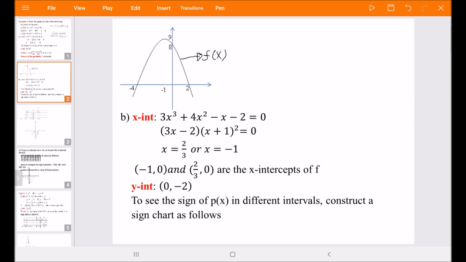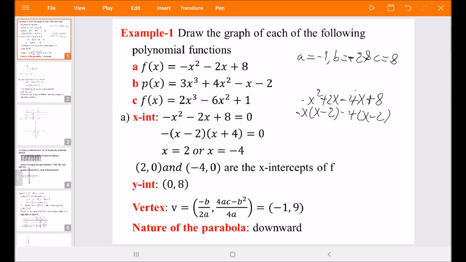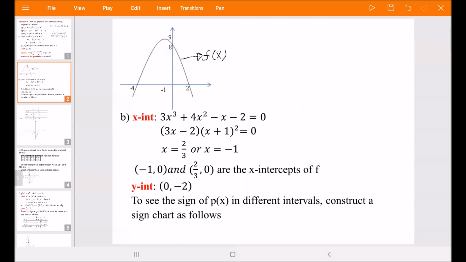Now, let us pass to the next example, the second example. P of x is equal to 3x cubed plus 4x squared minus x minus 2. Now, the first step in sketching the graph of this polynomial is determining its x-intercepts. Determining its x-intercepts is simple. It involves simply solving the equation P of x equal to 0. P of x equal to 0 means 3x cubed plus 4x squared minus x minus 2 equal to 0.